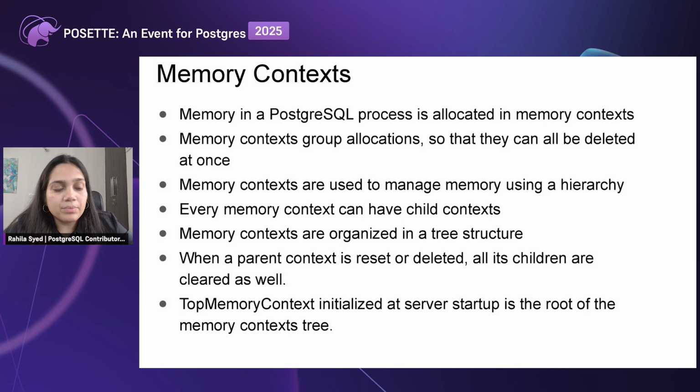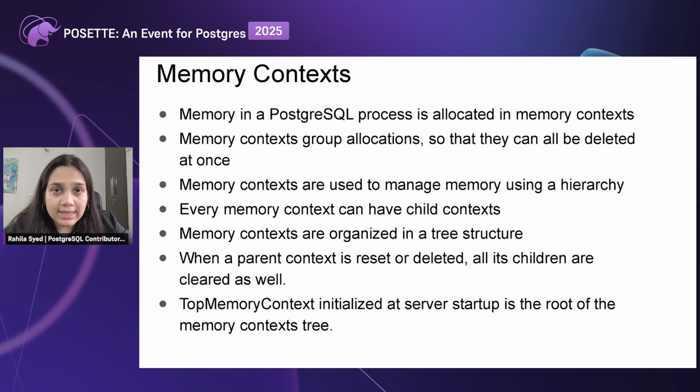So the levels of this memory context tree are numbered starting at 1. So the top memory context is at level 1. This is something that is used in the monitoring of these contexts. So in the monitoring of the context, level 1 is the top memory context, and then we go further down.